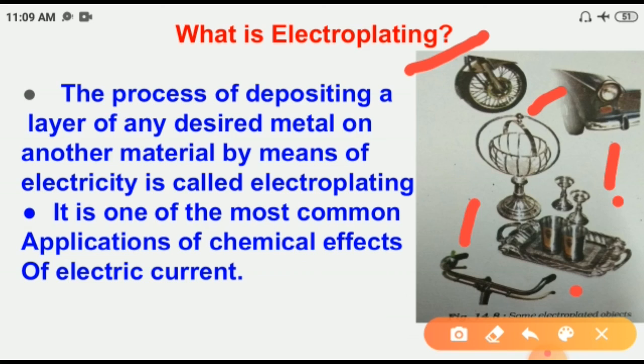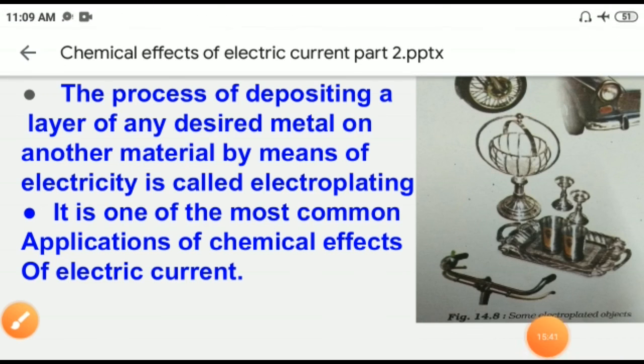So these are the uses of electroplating. I hope you all have understood about electroplating. Electroplating is nothing but the coating of objects, and it is one of the common applications of chemical effects of electric current.